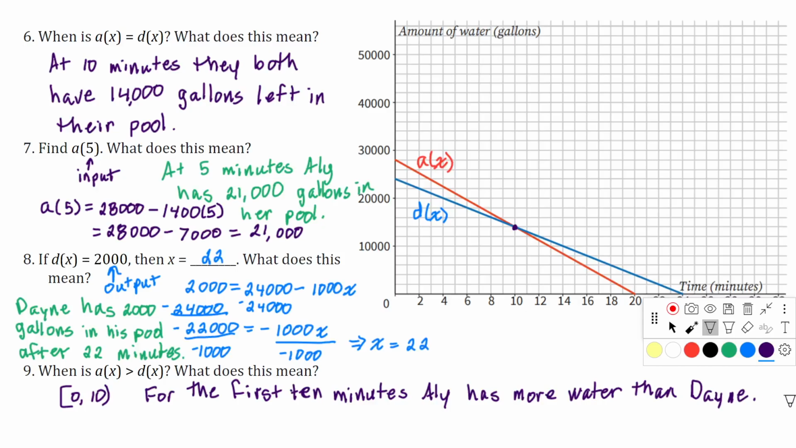So this is our conclusion of using function notation to write an equation that represents a graph, but also to interpret meanings within the context of a situation.